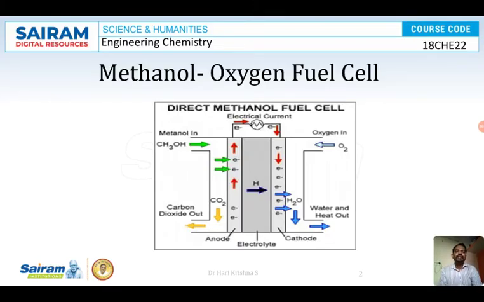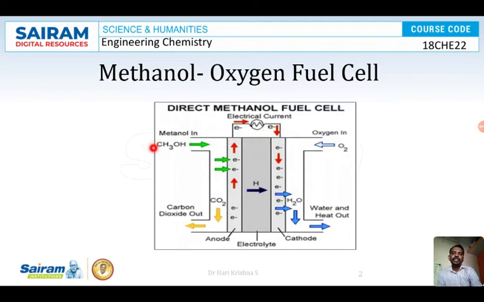So this is the methanol oxygen fuel cell. It consists of an anode and a cathode. This is the anode over here and this is the cathode over here. The anode and cathode are both made up of nickel, coated with platinum and palladium. The anode is coated with platinum, whereas the cathode is coated with palladium.